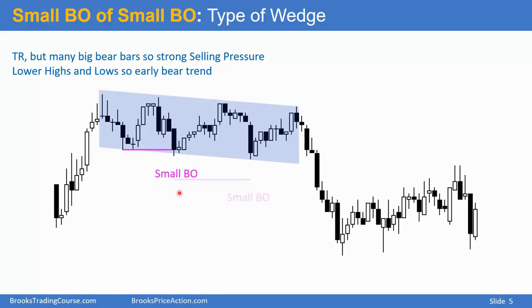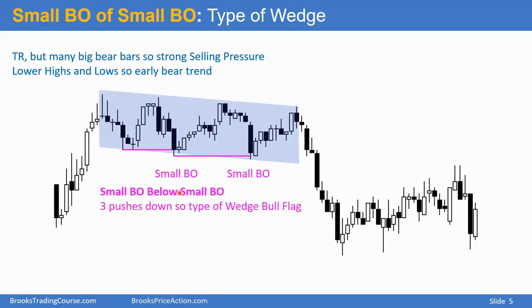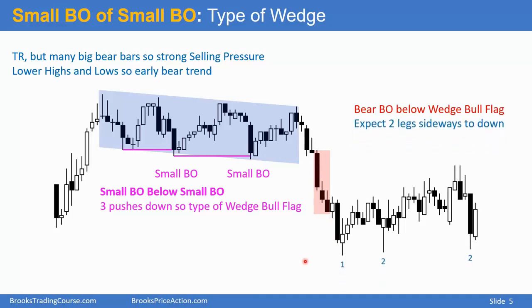Small breakout here, and then a second small breakout. Small breakout of a small breakout, 3 pushes down, so it's a type of wedge bull flag. And when you start to get a strong breakout, the odds are 60% that you'll get a measured move down. A bear breakout below a wedge bull flag. Again, first leg, maybe second leg.